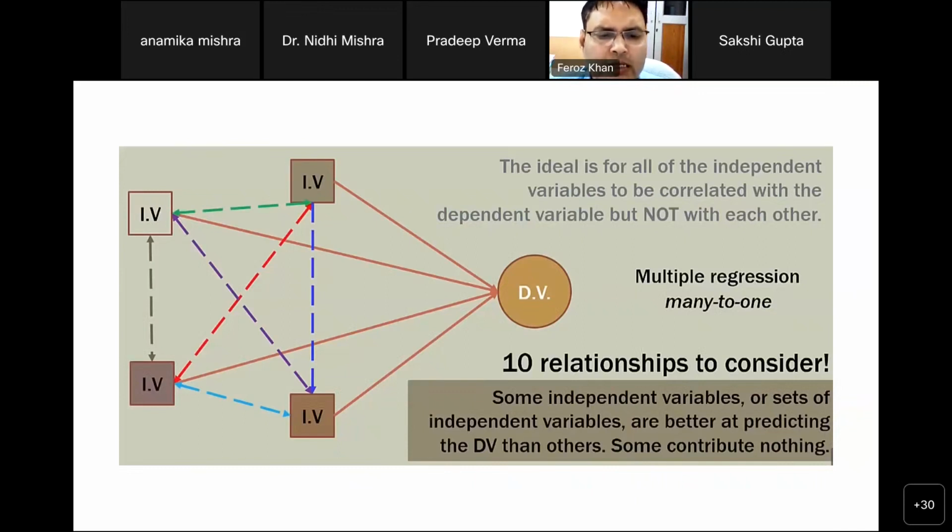As it is indicated in this diagram, you see IV blocks are intercorrelated with each other, as shown by different colors in dotted lines, and complete lines indicating the relationship with the dependent variable. The dotted lines show almost 6 relationships, while 4 relationships are made between the independent variables and the dependent variable. Total 10 relationships are considered here.